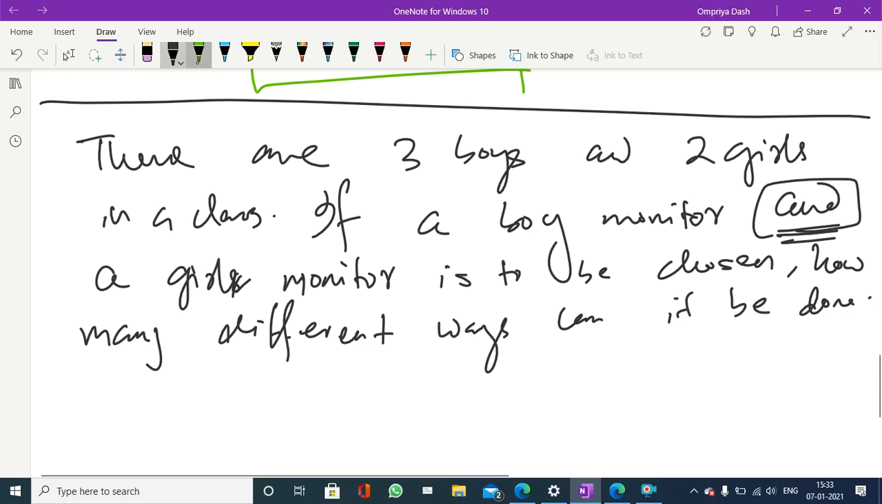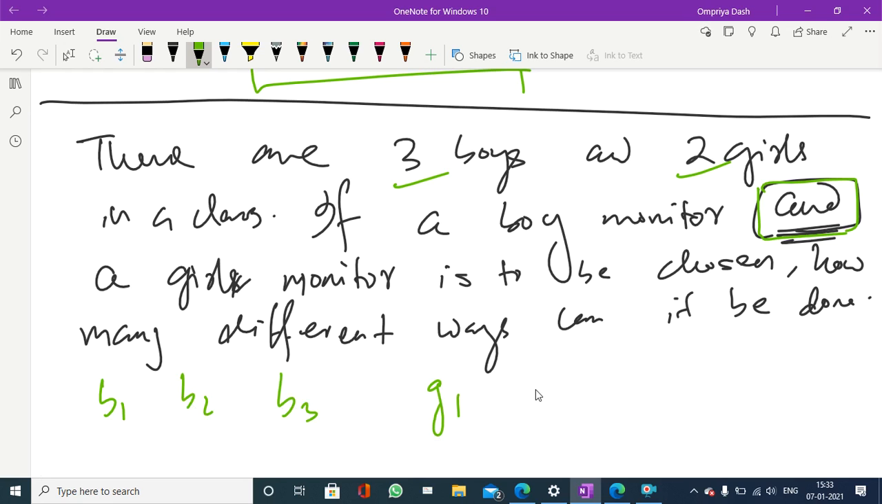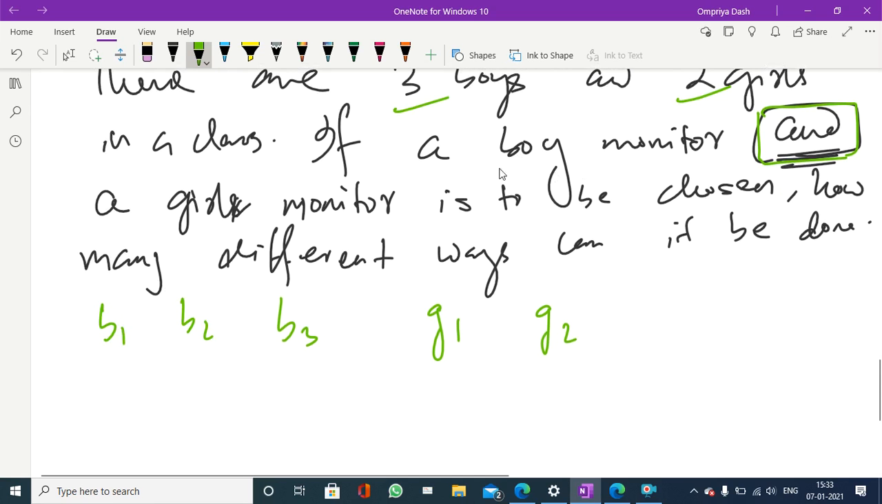So before we solve this question, remember here in this question the keyword is "and". First of all, let's try to understand the situation. There are 3 boys and 2 girls in a class. Let's say the boys are B1, B2, B3, and the girls are G1 and G2. The task is to choose a boy monitor and also a girl monitor, compulsory. You have to choose 2 people, one a boy and one a girl. The question is, in how many different ways can you choose a boy monitor and a girl monitor?